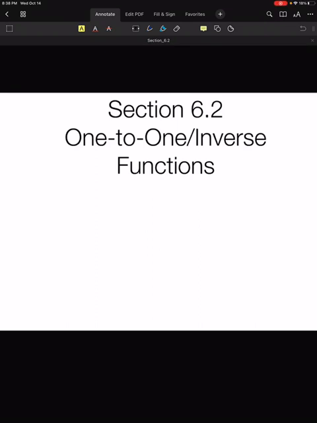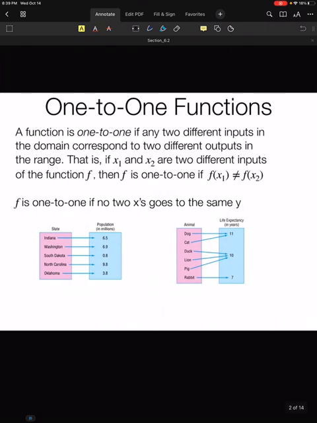Hi everyone. In this video we're going to start talking about section 6.2, which is on one-to-one and inverse functions. We're going to use the ideas from our composite function section 6.1 when we talk about inverse functions. But first we're going to talk about one-to-one functions, because they also have a direct impact on inverse functions.